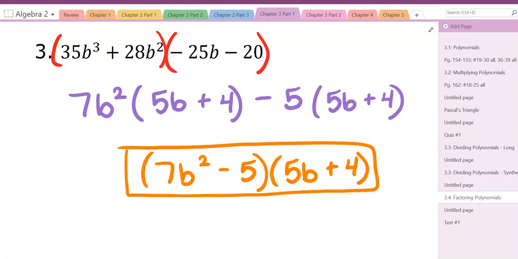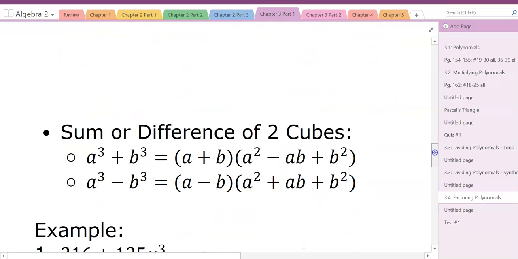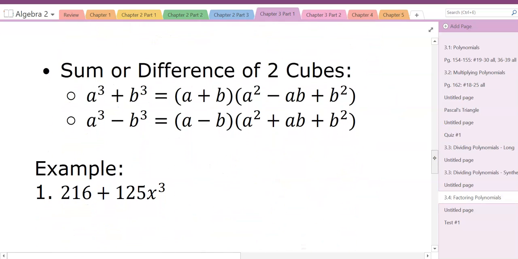All right, so what I also want to talk about with you guys today is some special cases when it comes to factoring. And these are called the sum or the difference of two cubes. Cubes is when you raise something to the third power. So like a to the third power, 5 to the third power, or a number or any other letter out there. Sum is when you add them. Difference is when you're subtracting them.